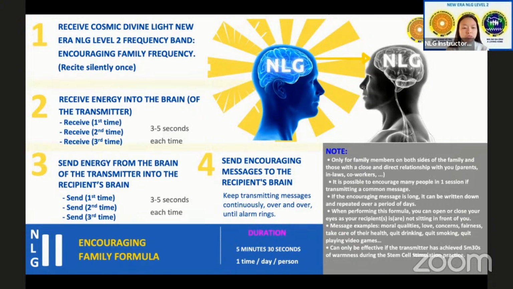Step 3, send energy from the brain of the transmitter, so that's your brain, into the recipient's brain. Send first time, send second time, send third time, 3 to 5 seconds of delay in between. And then step 4, send encouraging messages to the recipient's brain. Keep transmitting messages continuously over and over until alarm rings. Practice duration 5 minutes, 30 seconds, 1 time a day per person.